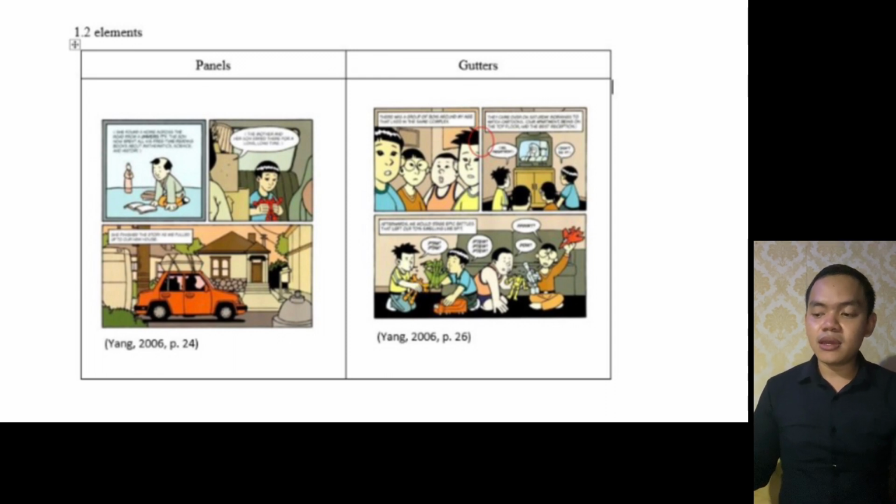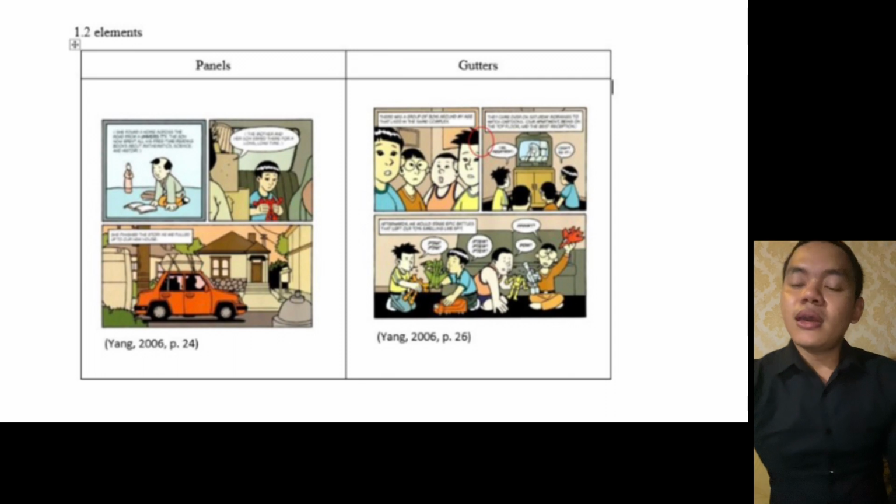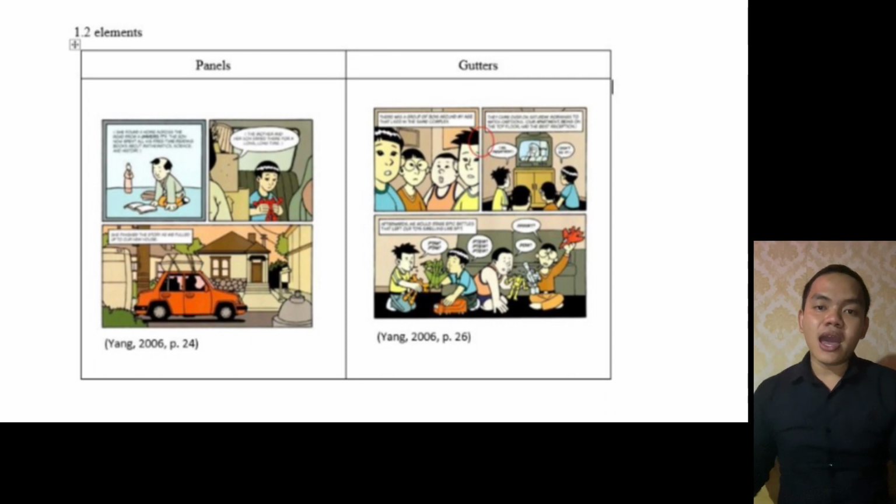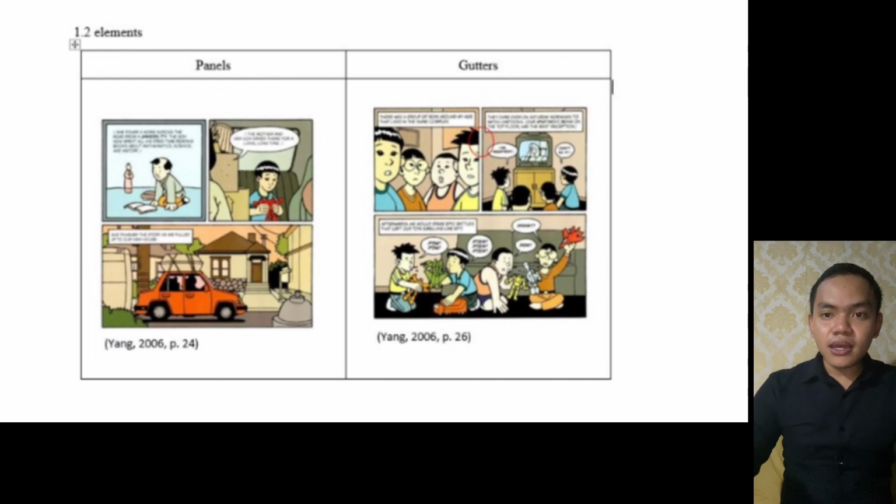Like previously in the element section, I promised you that I will explain it further. And here's the time that I would like to explain the elements of graphic literature. The first is panels. The panels are like squares between stories. They deliver one story to another story with squares, or panels. And then the gutters are the space between one panel and another panel.